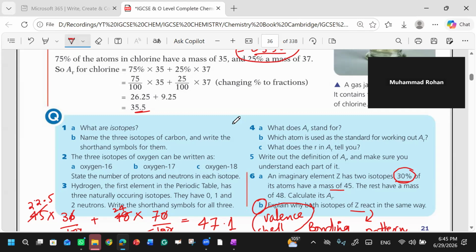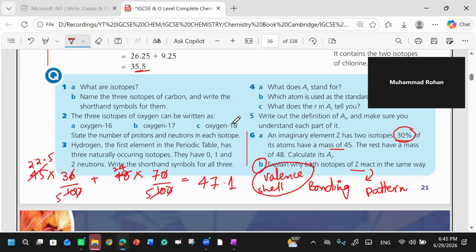Okay. Part B. Name the three isotopes of carbon and write the shorthand symbol for them. Can you name them? The three isotopes of carbon are carbon 12, 13, and 14. And how will we write it?